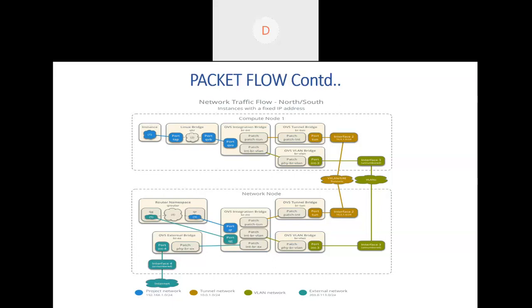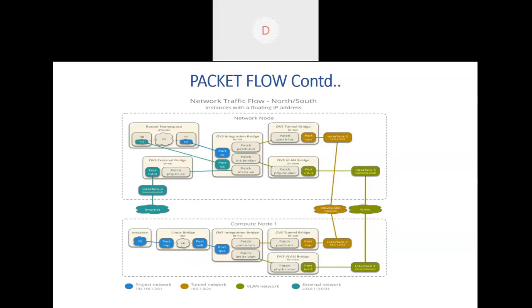From the external bridge, it will be going out to the outside. If it is a floating IP, the situation will be different. This image is not the updated one, but the router namespace will be existing in your compute node itself. So here the source NAT happens, and it will go out from the compute node instead of going to the network node.